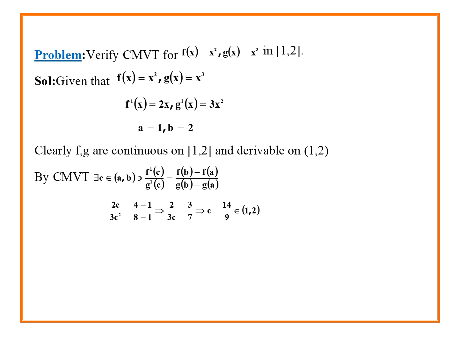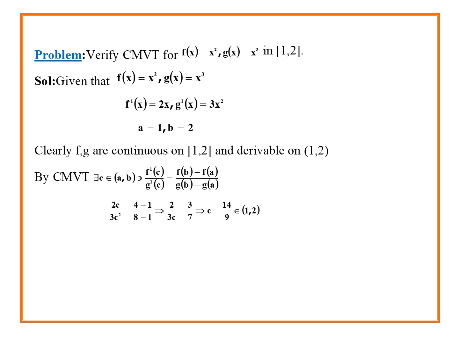So now we are finding the derivative of f(x) and the derivative of g(x). The derivative of f(x), that is f'(x), is the derivative of x², which is 2x. Then the derivative of g(x) is g'(x), that is equal to the derivative of x³, which is 3x². Now here the a value is 1 and the b value is 2. Clearly f, g are continuous on the closed interval [1, 2] and derivable on the open interval (1, 2).